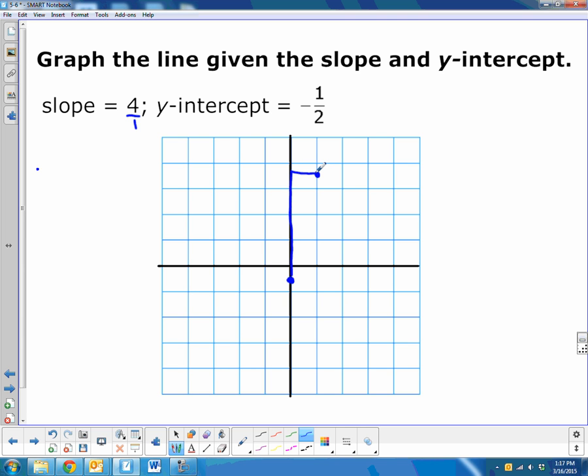There's my point. I could even go the other way. I could go 1, 2, 3, 4. There's my point. There we go. And there's our graphed line. You only need 2 points. You didn't need to have the second set of points down the bottom there. But our graphed line would then be this line here. And we would have our y-intercept and our slope. That's how you graph it if you're given those two pieces of information.